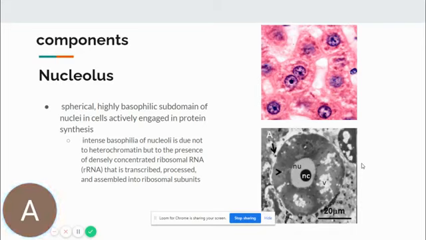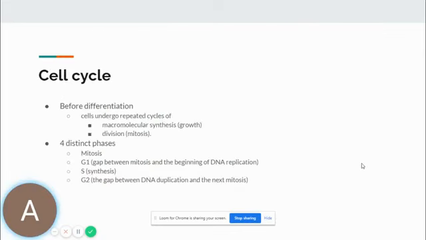Okay, lastly, for the components of the nucleus, we have the nucleolus. The nucleolus is basically a spherical, highly basophilic subdomain of nuclei in cells actively engaged in protein synthesis. Intense basophilia is due not to heterochromatin but to the presence of densely concentrated ribosomal RNA that is transcribed, processed, and assembled into ribosomal subunits. So it's basically a very actively transcribing part of the nucleus.